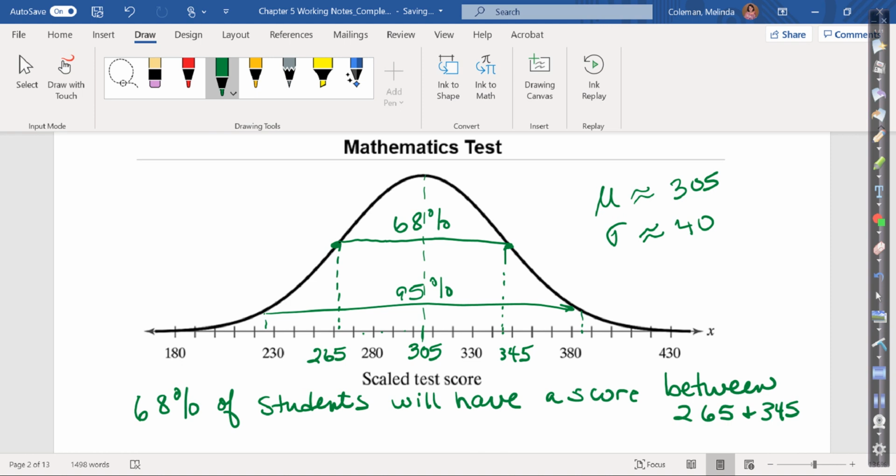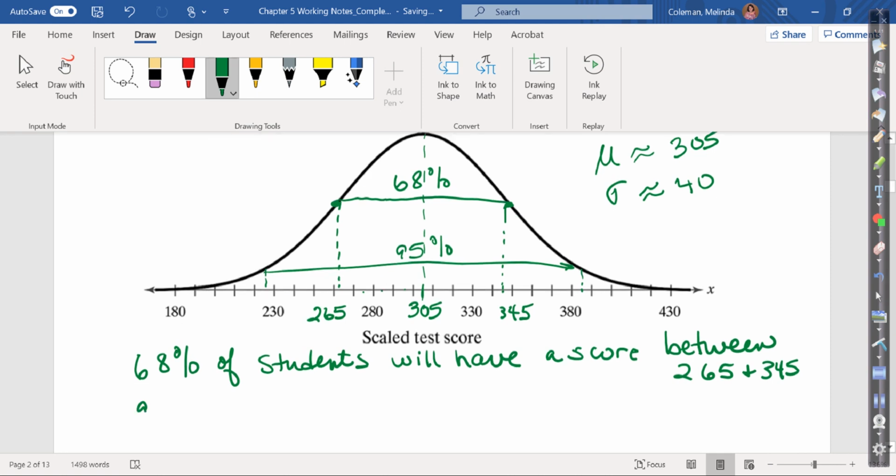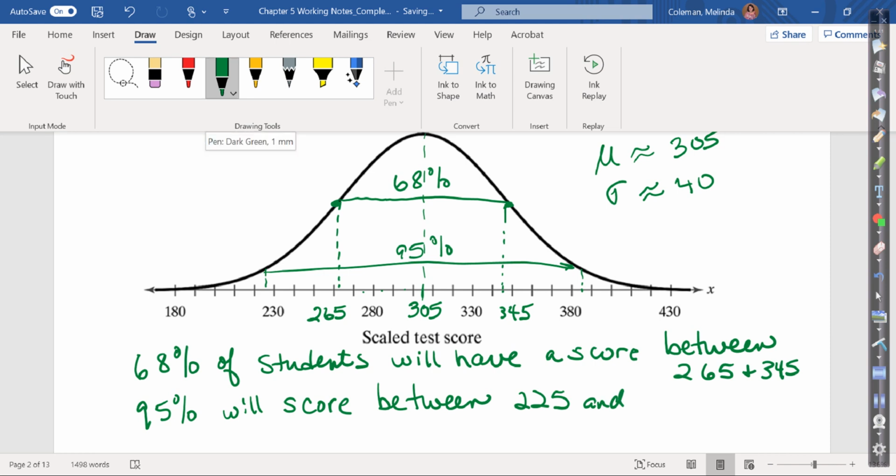About 95% of the students will have a score between 225 and 385.